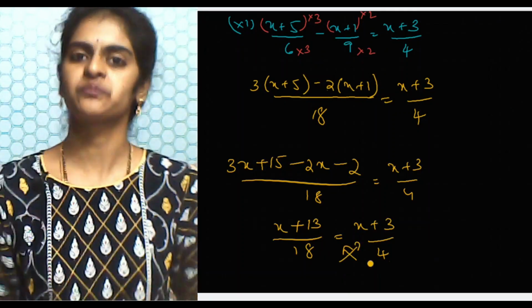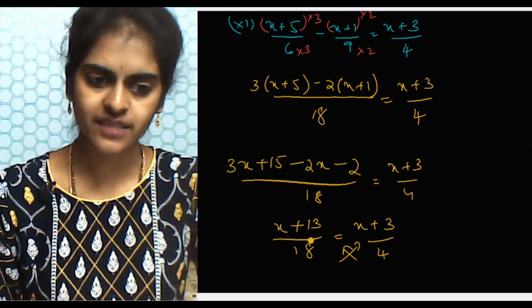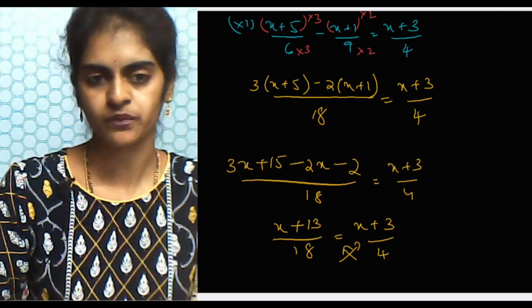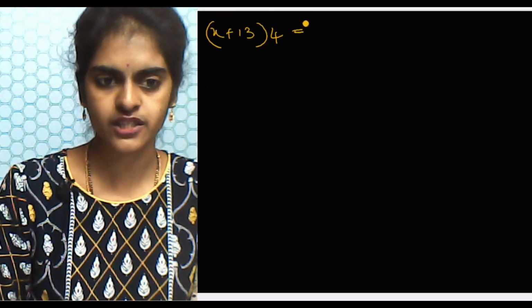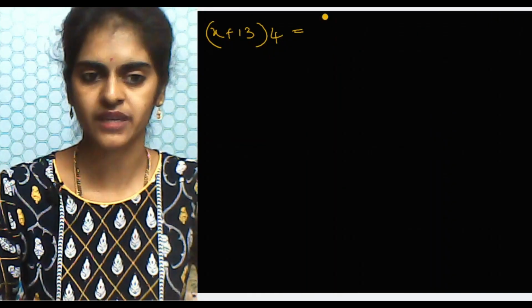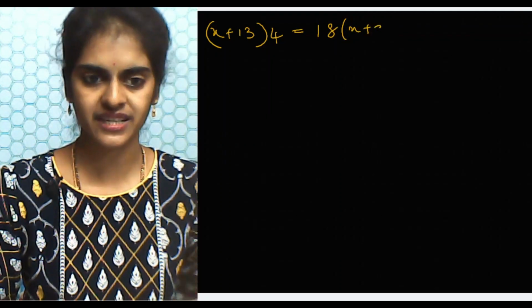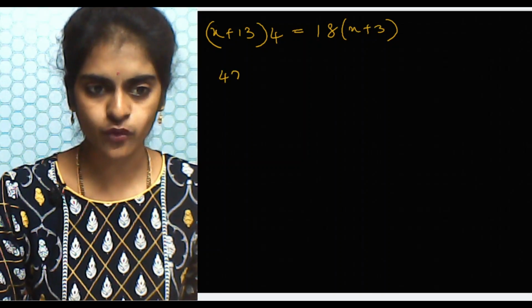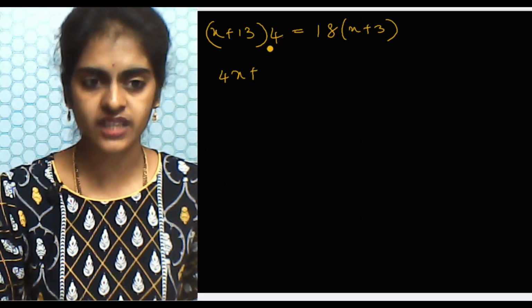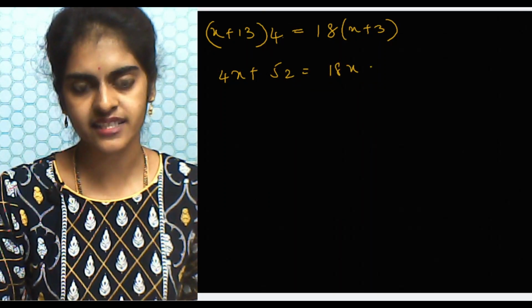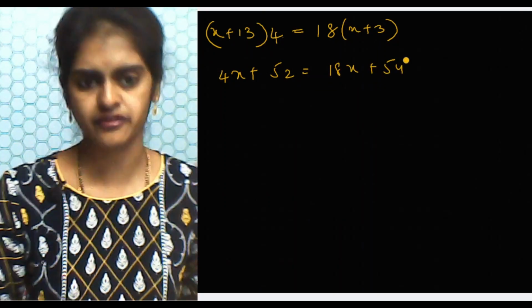So here what will you do? You'll simply take cross multiplication. So (x plus 13) multiplied by 4. This numerator x plus 13 is multiplied by 4, is equal to 18 multiplied by (x plus 3). Cross multiplication. Distributing, this is 4x plus, now 13 fours is 52, is equal to 18x plus 54.